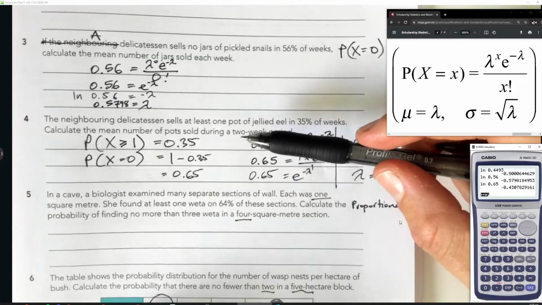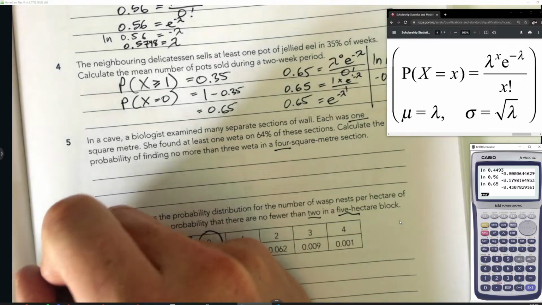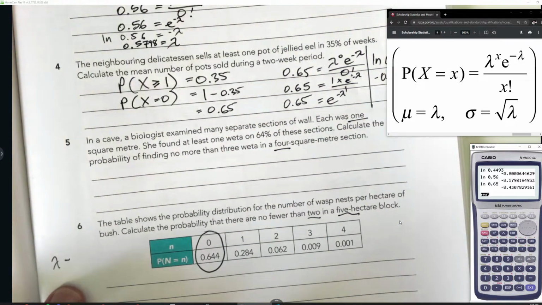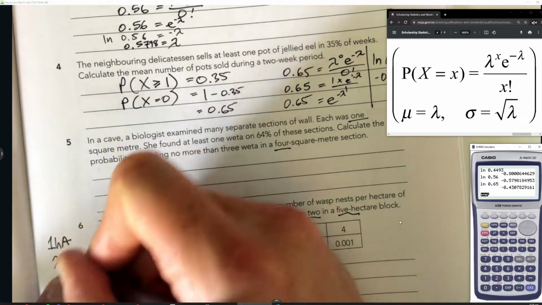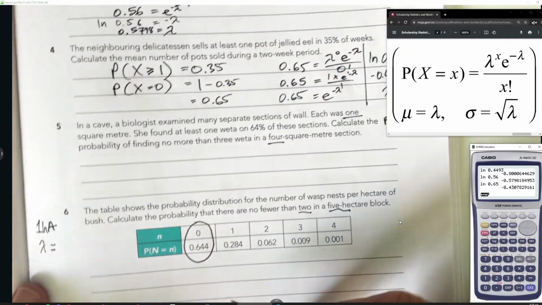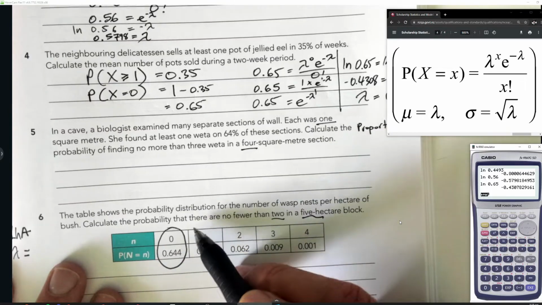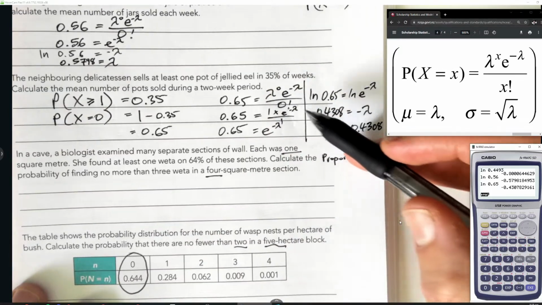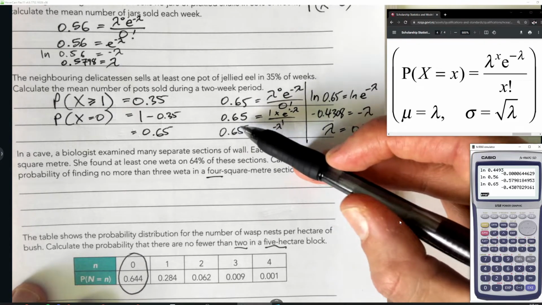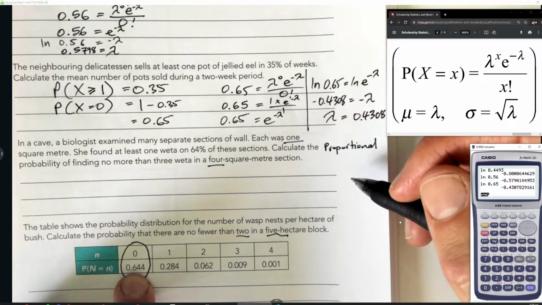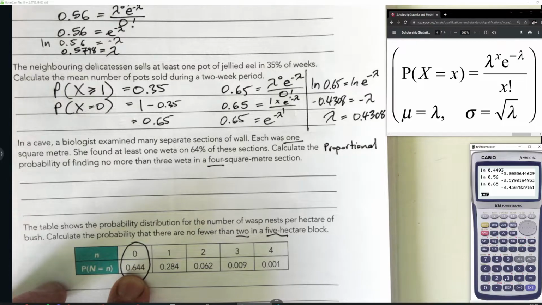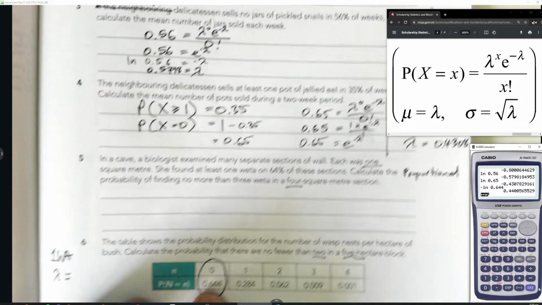So let's use what we know, and I'm just going to do a big skip ahead. Check this out. When we've got P(X = 0), this is 1 hectare, and let's find our lambda value. All we actually need is this starting number, in our case 0.644, and we just get the negative ln. I'm totally skipping it. You can do this in the exam, you'll still get full marks. This is a bit of a hack.